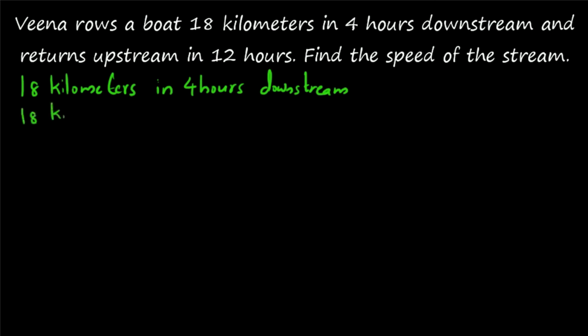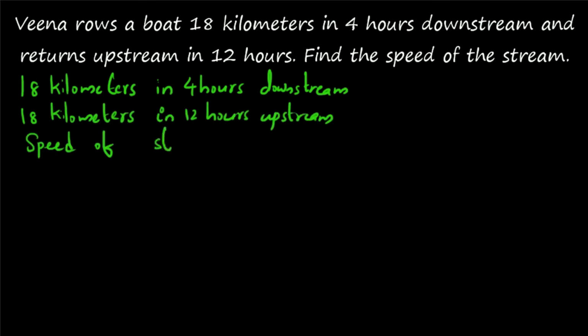So 18 kilometers in 12 hours upstream. You have to find out the speed of the stream. That is the given question. So how to do this? Once you have the upstream speed and the downstream speed, you can directly find the speed of the stream by using the equation: speed of the stream is equal to half into downstream speed minus upstream speed.